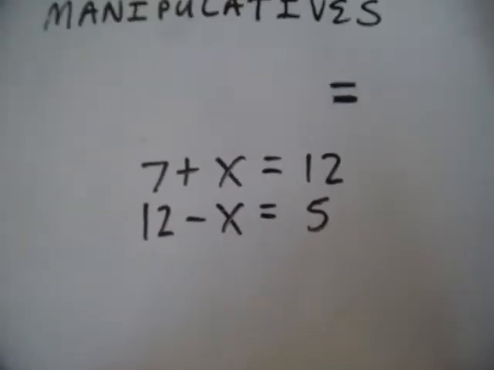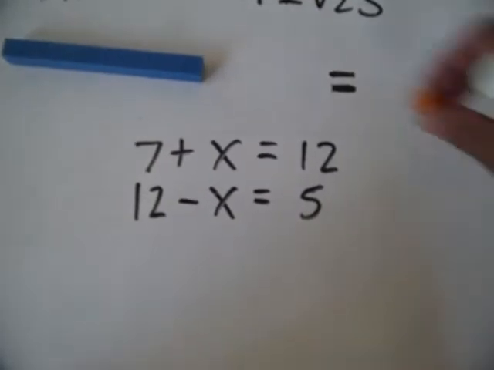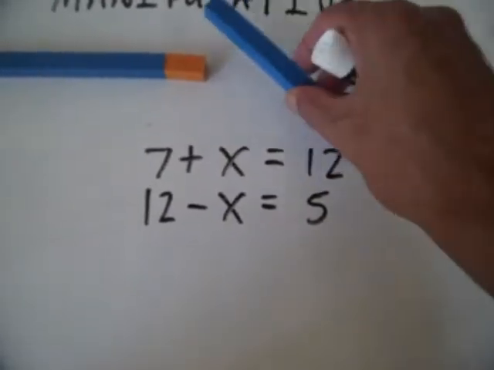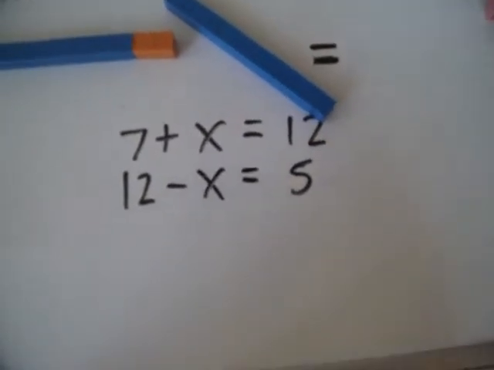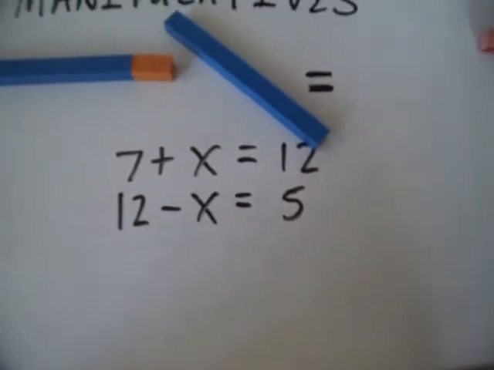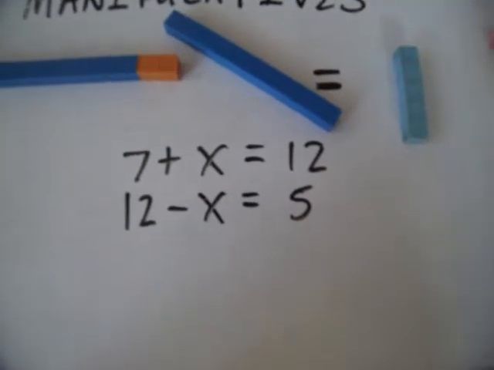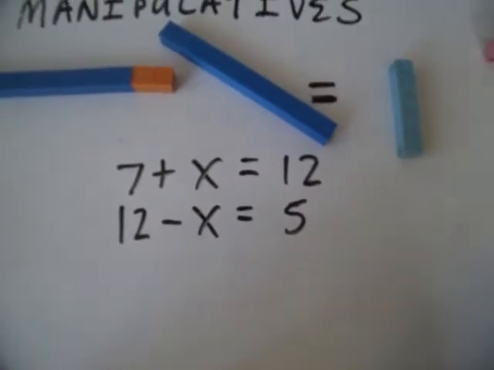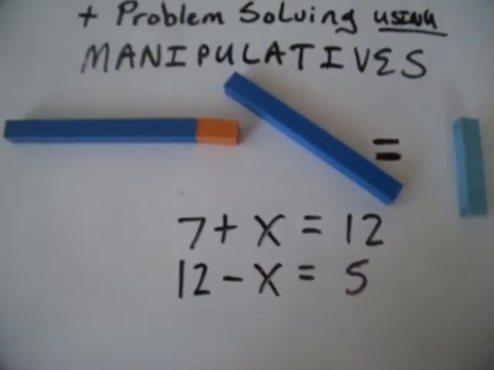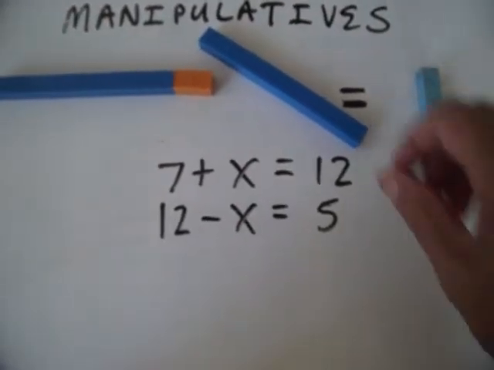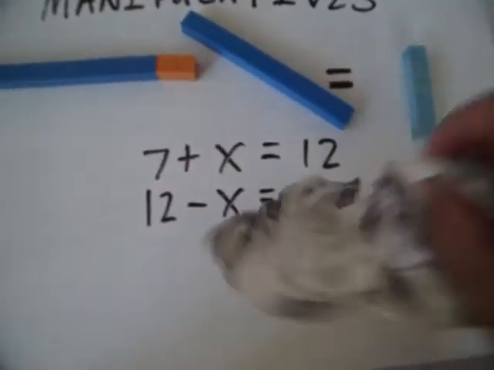Alright, so now I say 12, I've got 12, and I'm going to take away something, and that's going to be the same thing as 5. Oh, how am I going to, oops, and that's supposed to be an x. How am I going to show that using the blocks? Well, we're using manipulatives, base 10 blocks. Well, let's see here. Let me set it up. Let me set this up nicely.